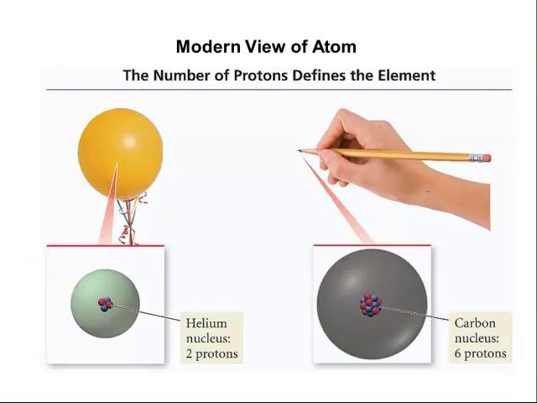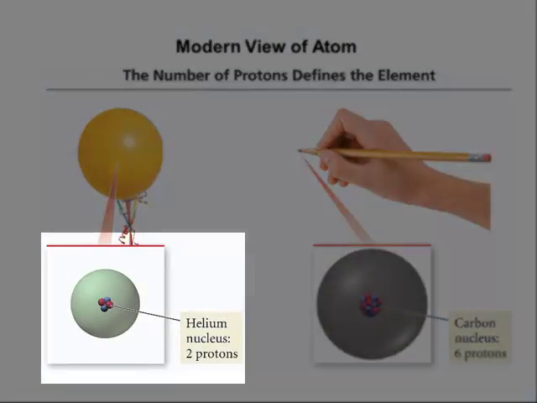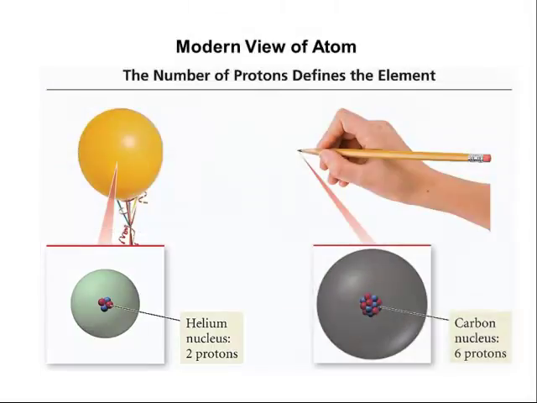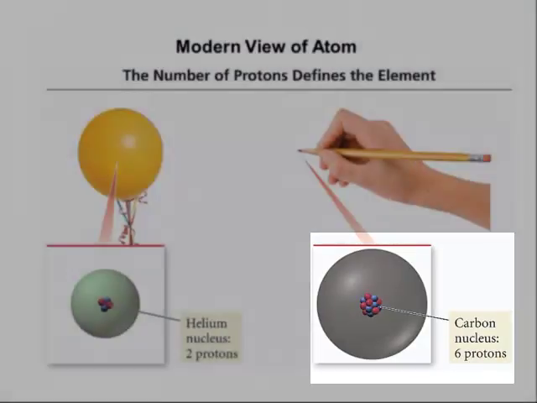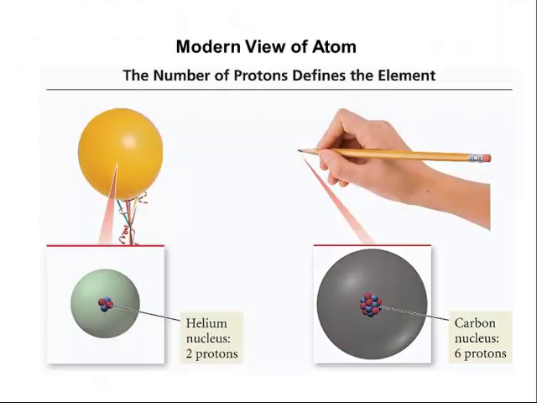So in this picture, if we look at a helium nucleus, inside a helium nucleus we're going to have 2 protons. Having 2 protons means we have helium atoms. If I look at the graphite from a pencil, graphite is a form of carbon. Carbon is going to have 6 protons in its nucleus. And where do we get those from? Don't forget, the periodic table: the number above the atomic symbol, the atomic number as it's called, tells us how many protons an element has.